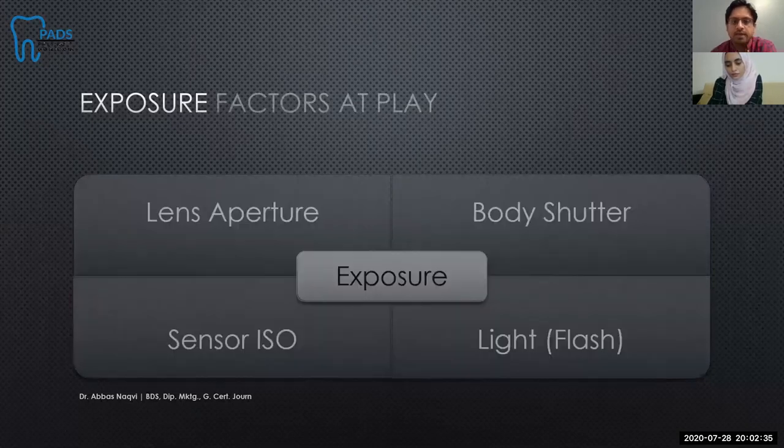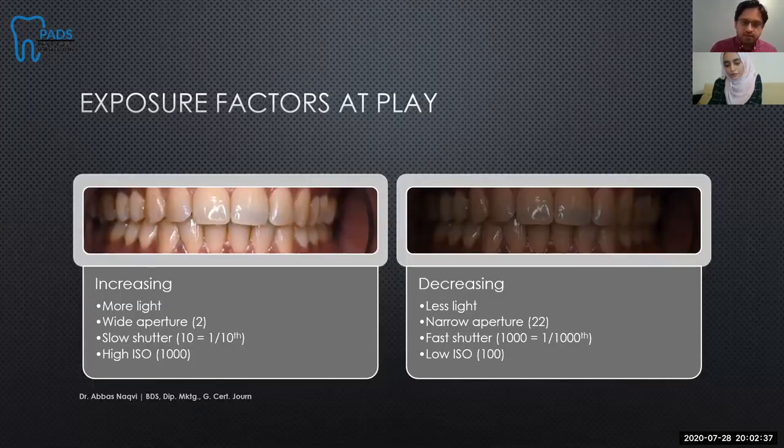So here is a summary of the factors that increase light or make the image brighter, and the factors that decrease light, right? Wider aperture will make a brighter picture. Slower shutter will make a brighter picture. Higher ISO will make a brighter picture. And less light, narrow aperture, faster shutter, and low ISO will give you a darker picture. So balanced exposure at the end of the day is a balance of these components. Finely tuned balance.